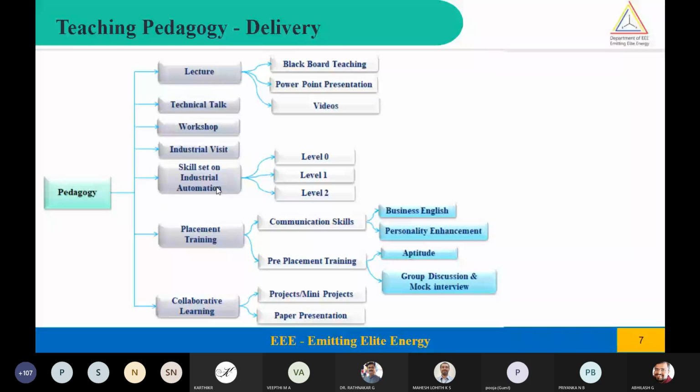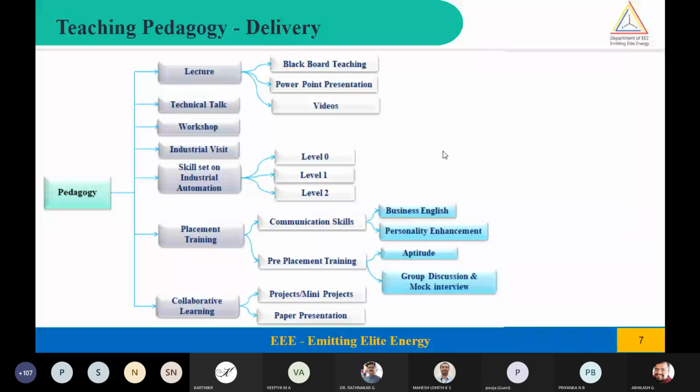The moment you enter the final year, we want to give you placement training. We want to groom you for placement activities, finally leading you to a very good placement in a very good company. We give you personality enhancement, business English and communication skills. We also train you in verbal reasoning and aptitude skills so that you can do group discussions, mock interviews, and pre-placement. These are the activities that we would like to provide to every student in our department.